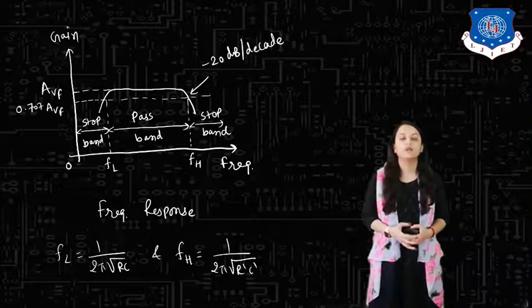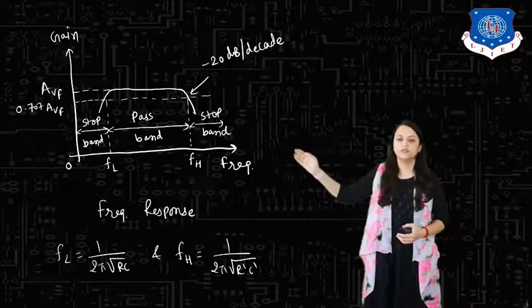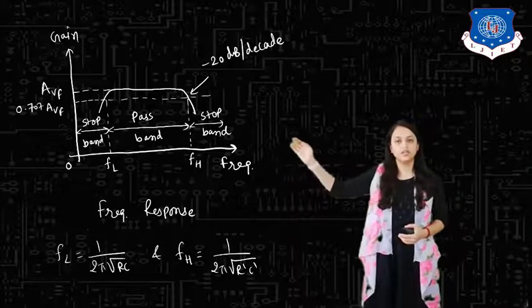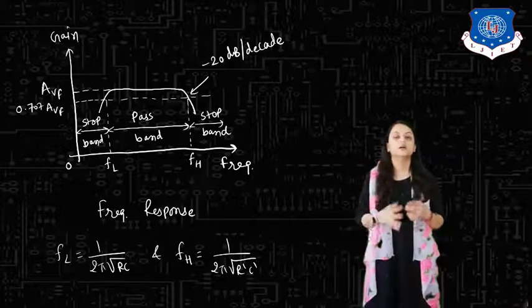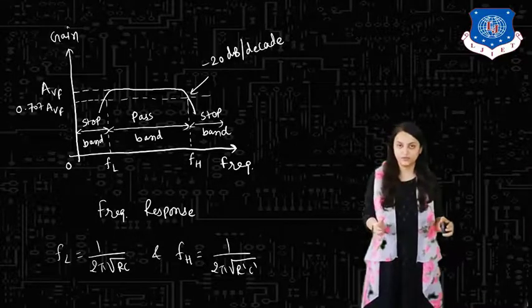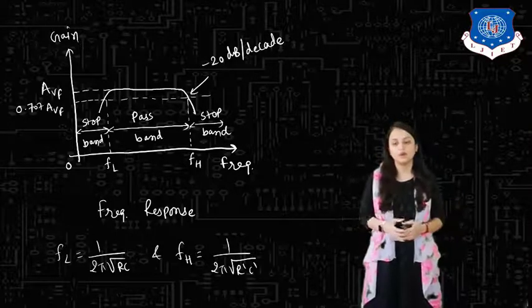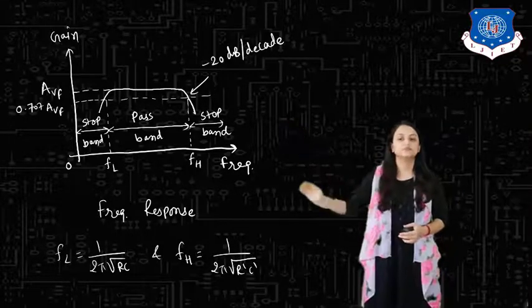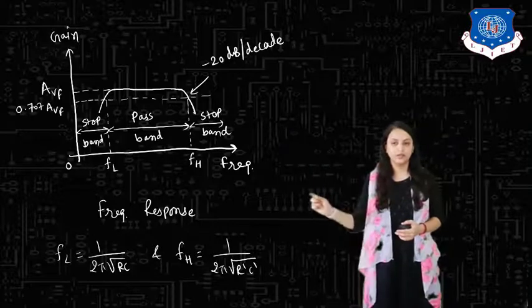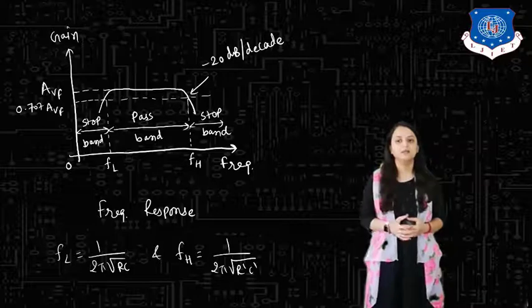Now let us look at the frequency response for this. This is the graph of frequency response, a graph of gain versus frequency. As this is a band pass filter, we will have a particular band of frequencies in the pass band, and outside that we will have the stop band, as indicated over here. Here it will have the low frequency value FL and high frequency value FH, which define the pass band.